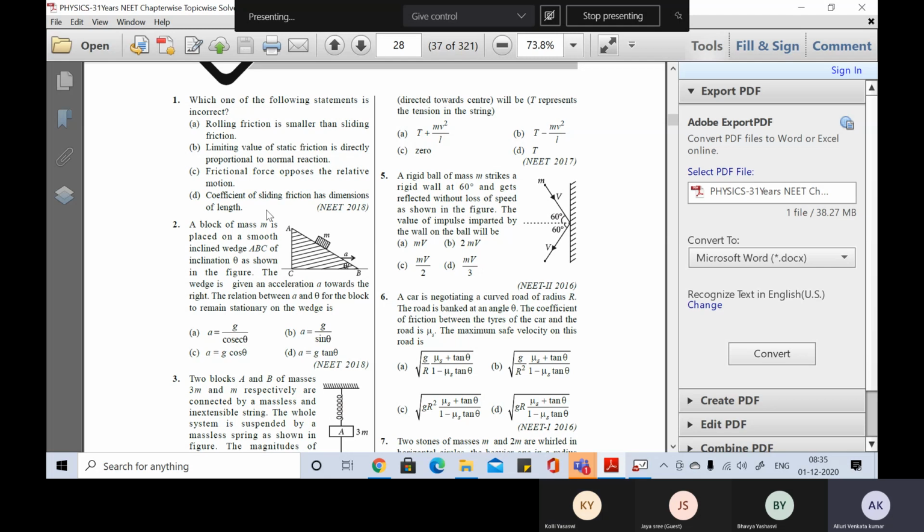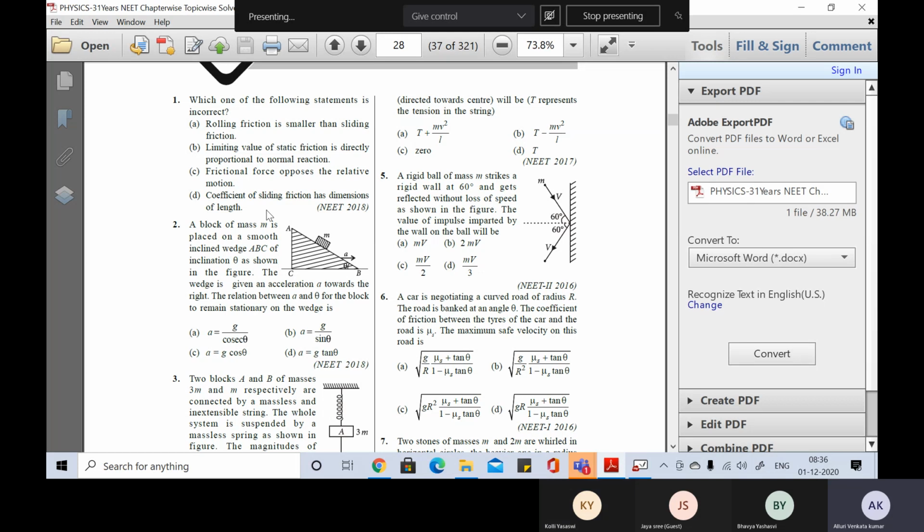Sir, they're saying the block should not move, correct. Sir, so the inclination should actually be greater, no, sir? The value of the inclination should be greater than what we learned in friction, the angle of repose.